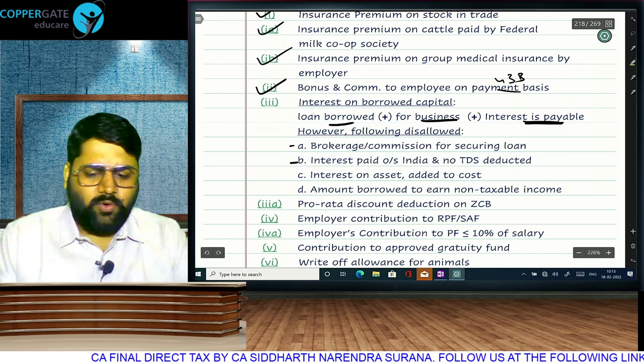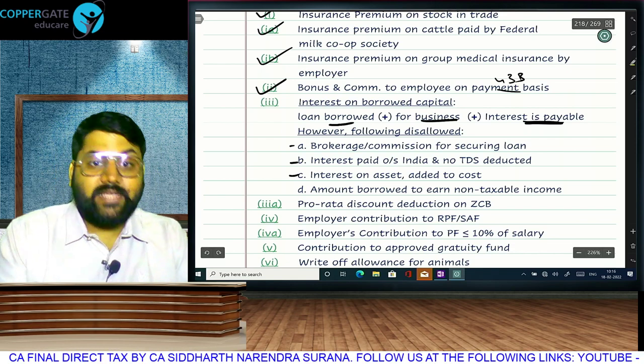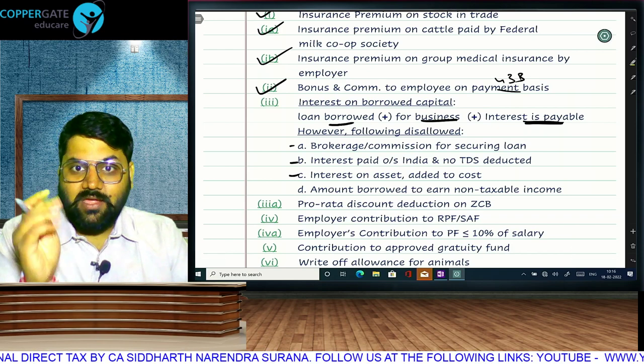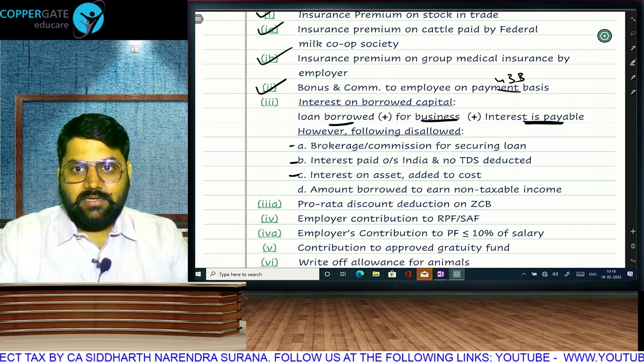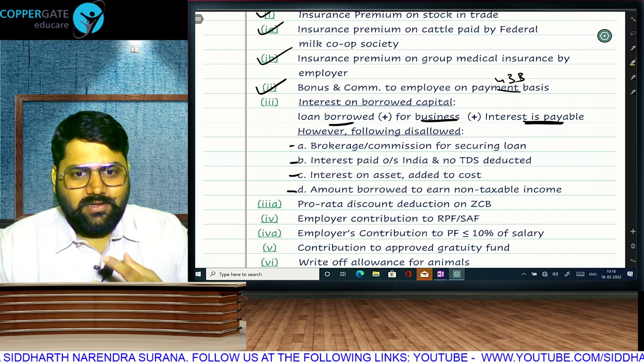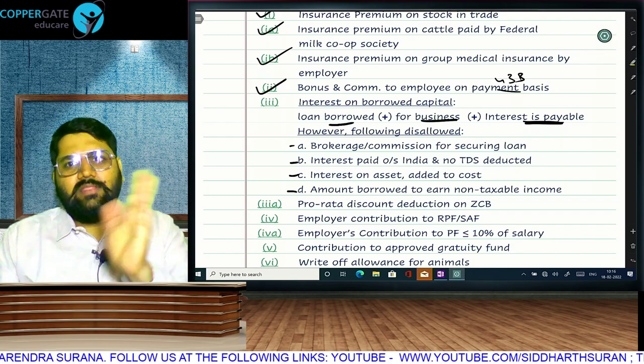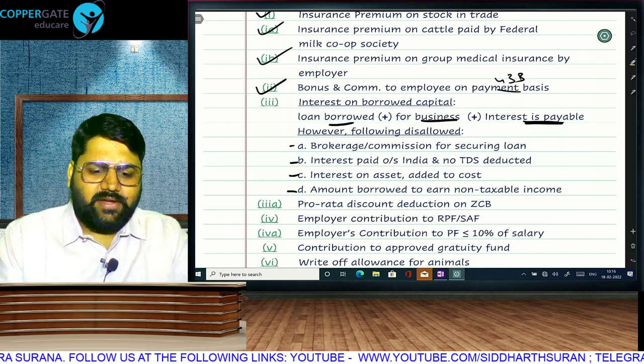Interest outside India and no TDS deduction. Of course, we are aware that it will be disallowed. Interest on asset before using the asset for the first time has to be capitalized. And any amount borrowed for non-taxable income. So if I borrow money and do agriculture business, I am not paying tax on that agriculture income, then of course I will not get deduction on that interest expense.